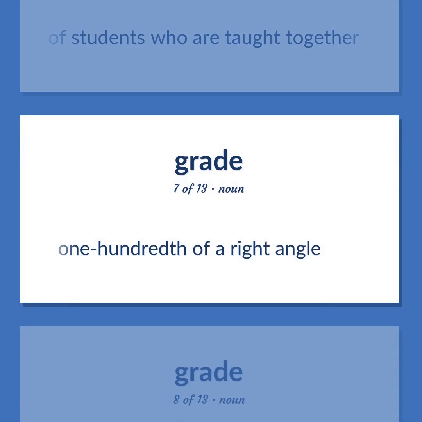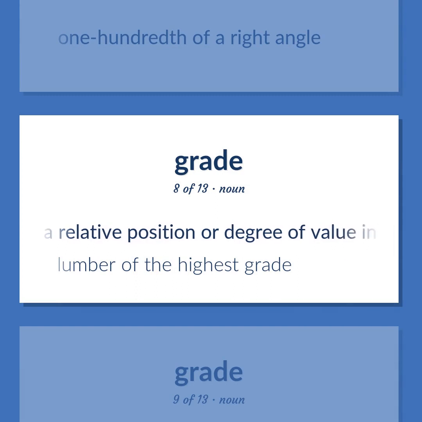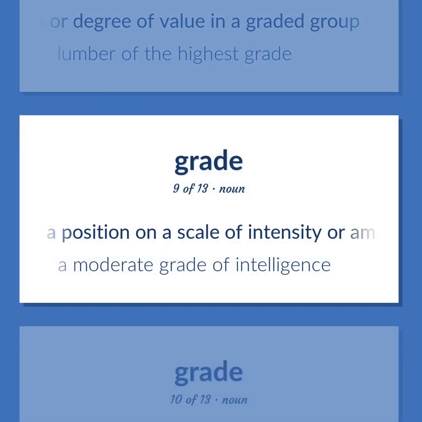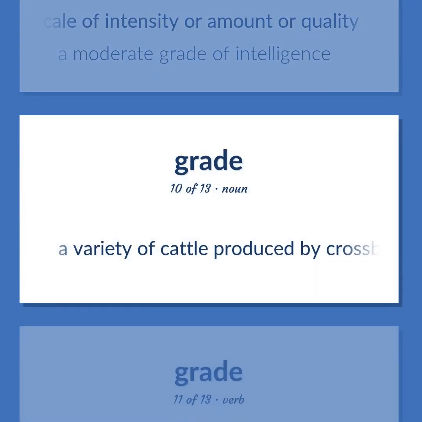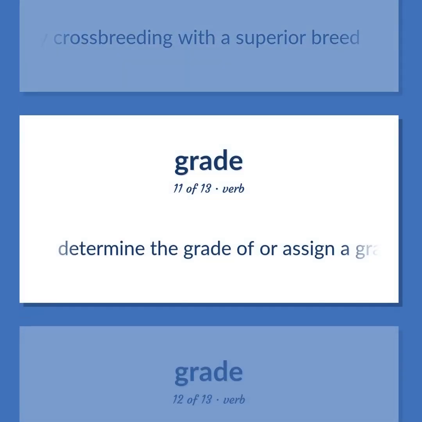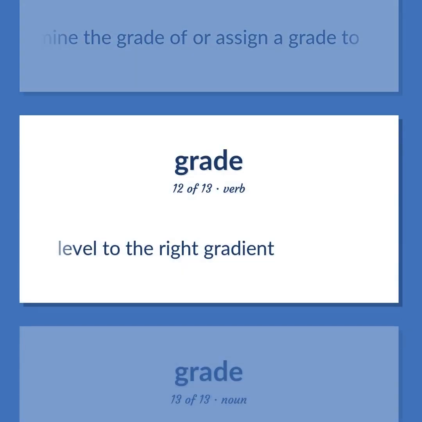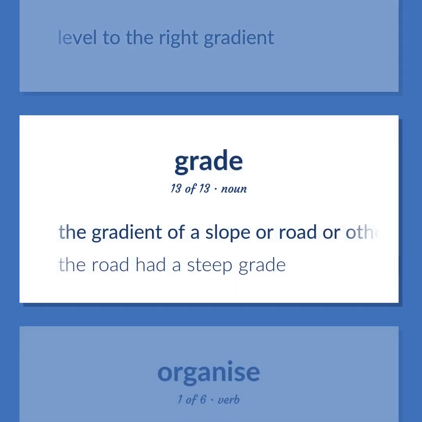1/100th of a right angle. A relative position or degree of value in a graded group. Lumber of the highest grade. A position on a scale of intensity or amount or quality. A moderate grade of intelligence. A variety of cattle produced by crossbreeding with a superior breed. Determine the grade of or assign a grade to. Level to the right gradient. The gradient of a slope or road or other surface. The road had a steep grade.